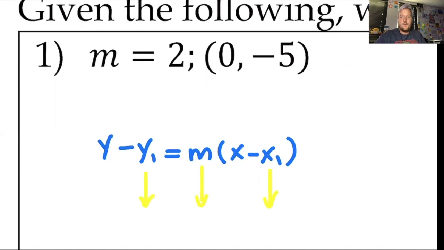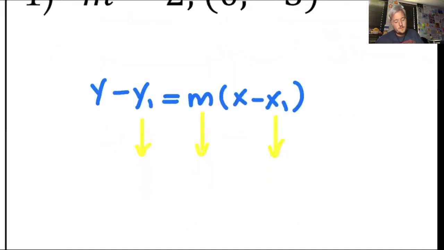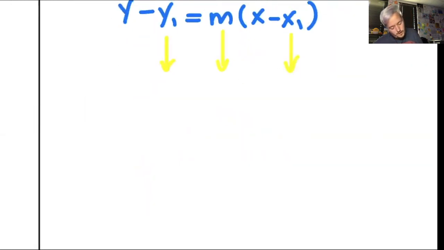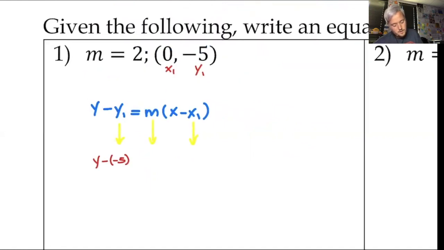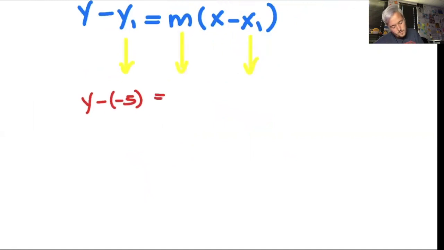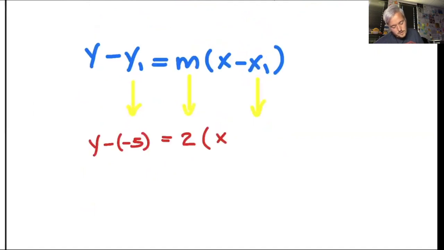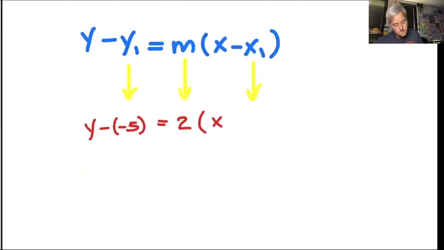All right, so what we're going to be doing now is I'm going to take my slope and my point. My point is x1 and y1. So now I'm going to have y minus y1. So y minus negative 5 equals my slope, which is 2, parentheses x minus my x value, which is 0.